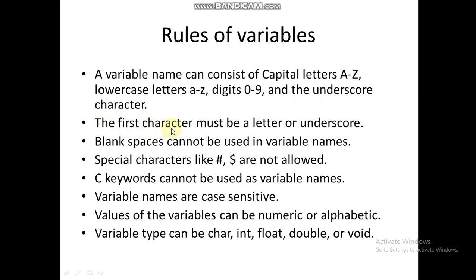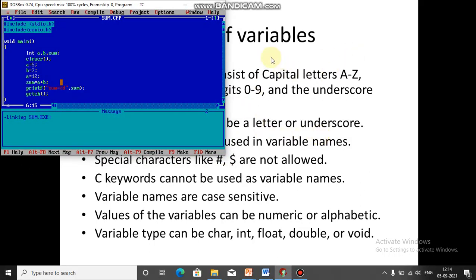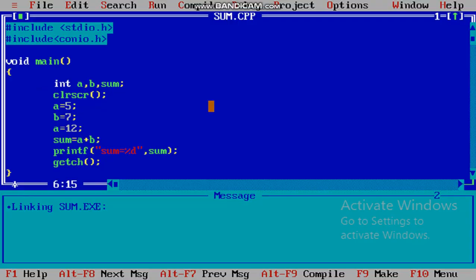Second rule: the first character must be a letter or underscore. For example, here A, B and sum are all variables. They begin with the letter A and contain only letters. If you want, you can include numbers also. For example, A1, B1, like this you can write. You can include numbers also.